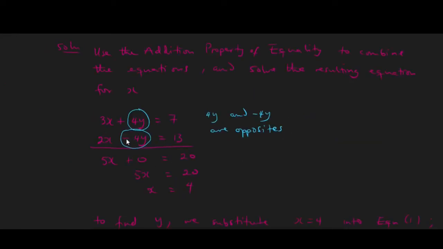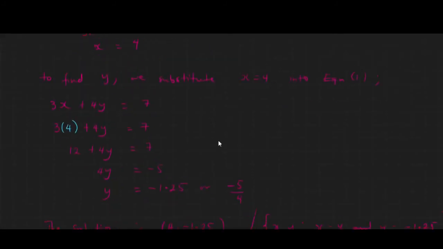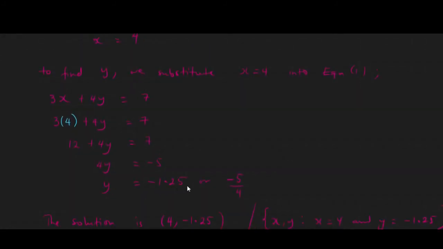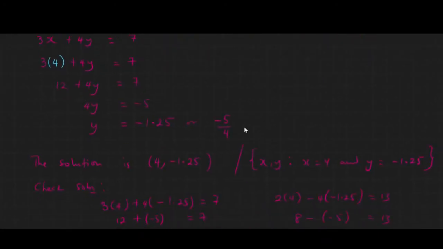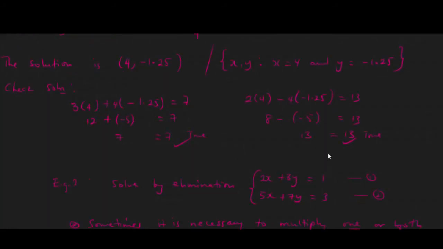Because 4y and minus 4y are already opposites, we can conveniently add the left-hand side of both equations and equate it to the right-hand side of both equations. When we do so, we get 5x is equal to 20, then x is equal to 4. Afterwards, we'll substitute x is equal to 4 into the first equation and produce y is equal to minus 1.25 or minus 5 over 4. Therefore, the solution set is (4, minus 1.25). In other words, we can write (x, y) such that x is equal to 4 and y is equal to minus 1.25. Checking our solution proves that our solution set is correct.